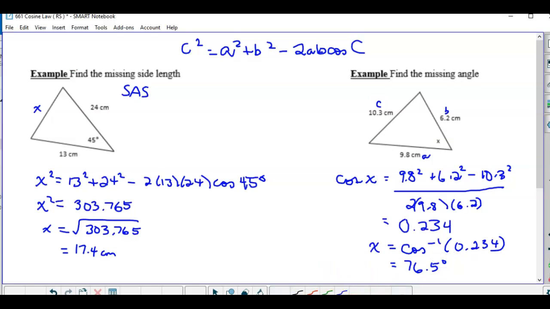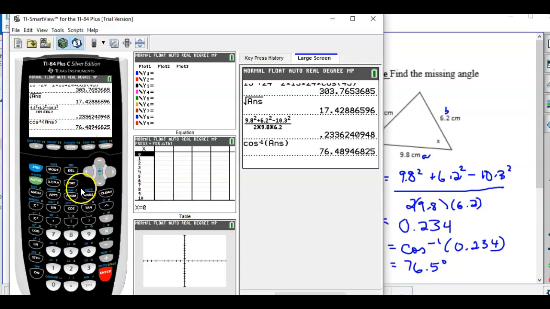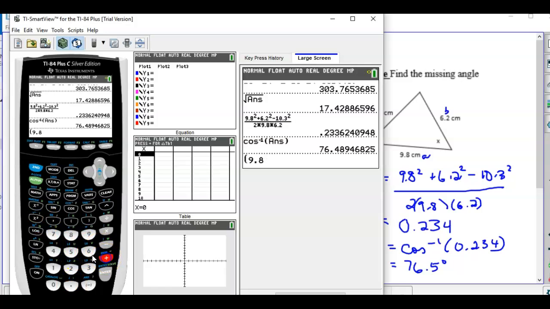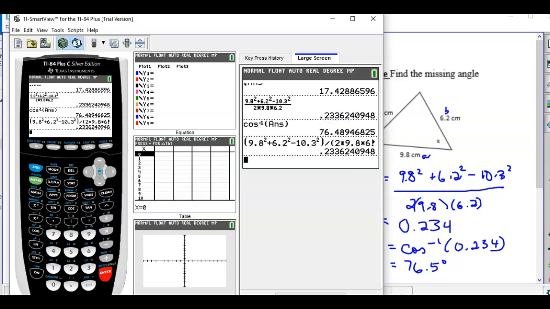degrees. Okay, now if you don't have the fraction capability, then you need to make sure you put brackets around the numerator. 9.8 squared plus 6.2 squared minus 10.3 squared. Close that bracket, divide, open bracket, 2 times 9.8 times 6.2, close the bracket, and enter. Okay, and you get the same thing. Just make sure you have brackets.